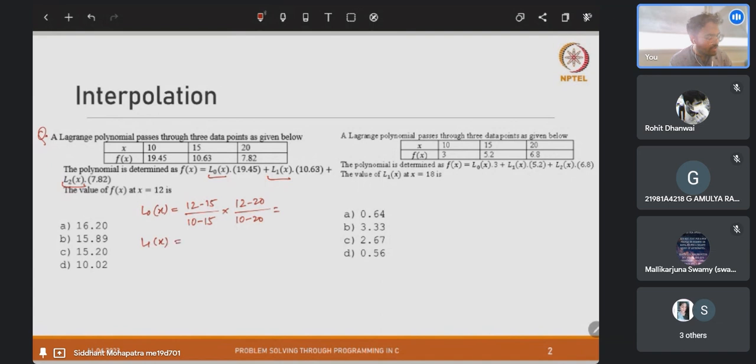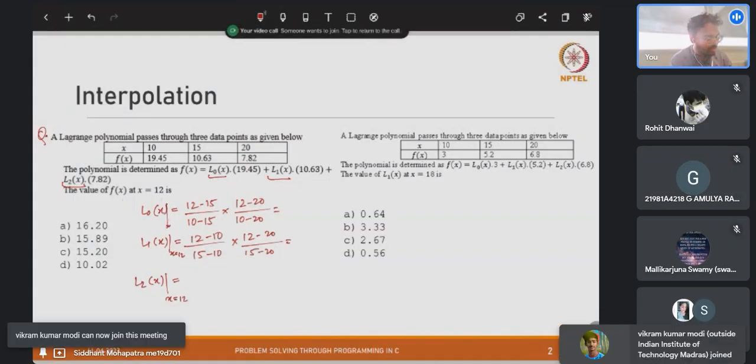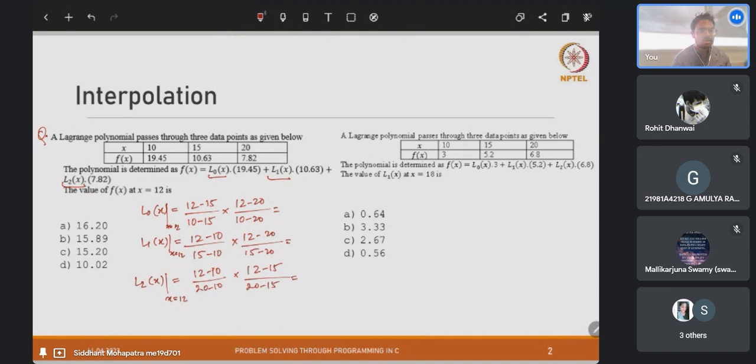Similarly for L1(x) I'll do 12 minus 10 by 15 minus 10 into 12 minus 20 by 15 minus 20, right? Similarly for L2(x), here x is equal to 12 in all these cases because that is where we need to find the value of the Lagrange polynomial. So for this it will be 12 minus 10 by 20 minus 10 and 12 minus 15 by 20 minus 15, right? Now let us calculate each of them.